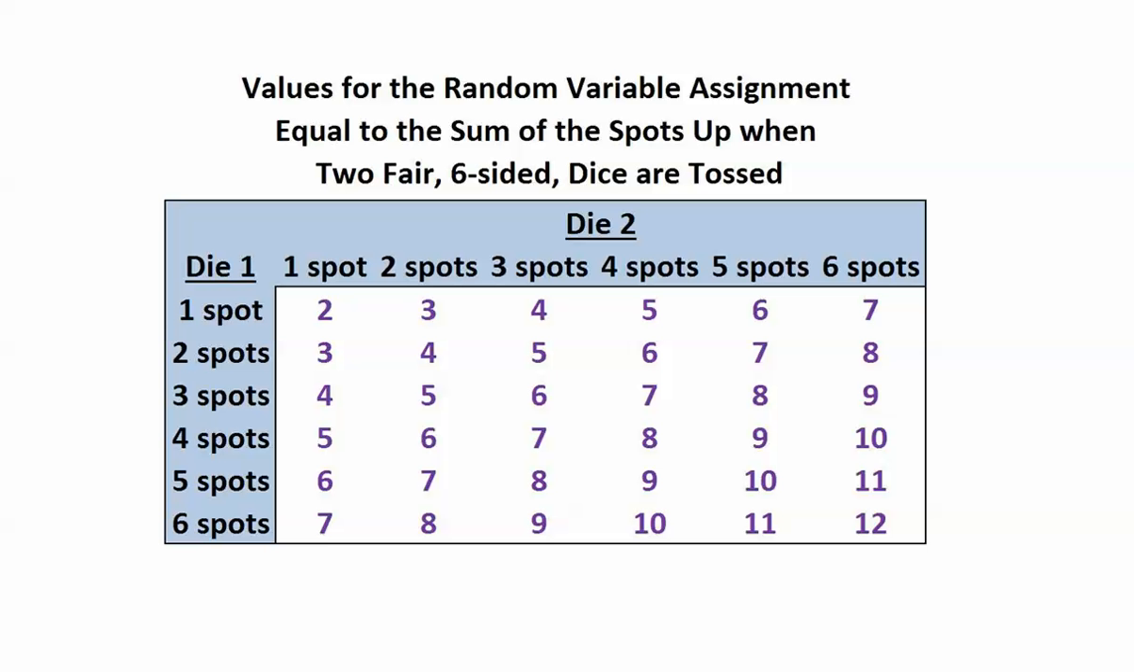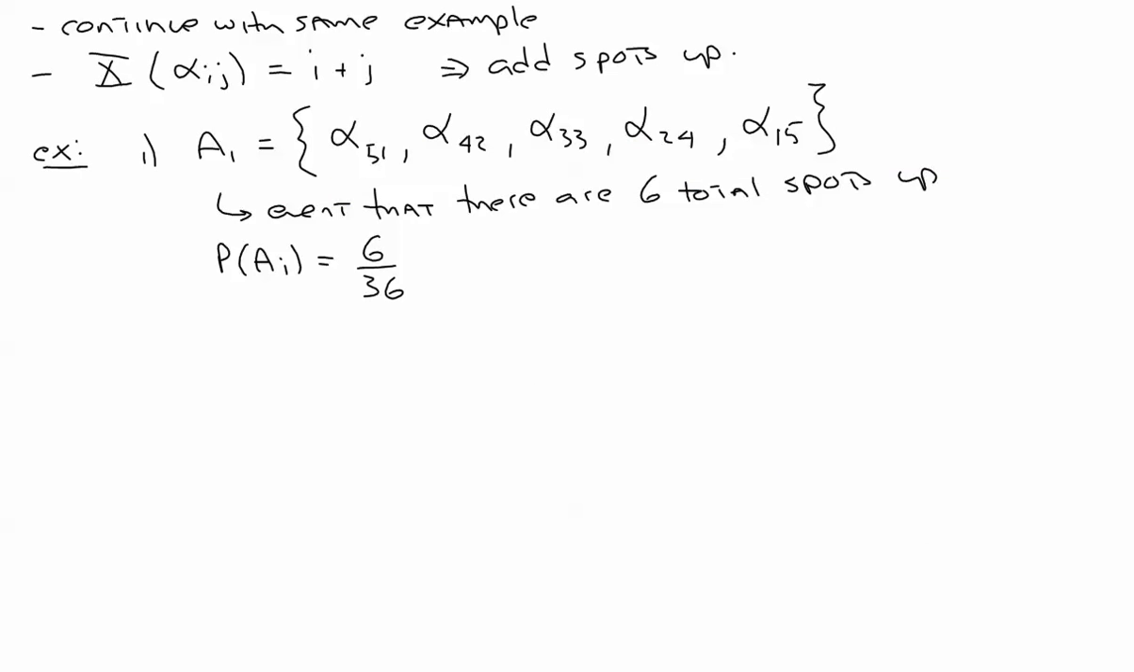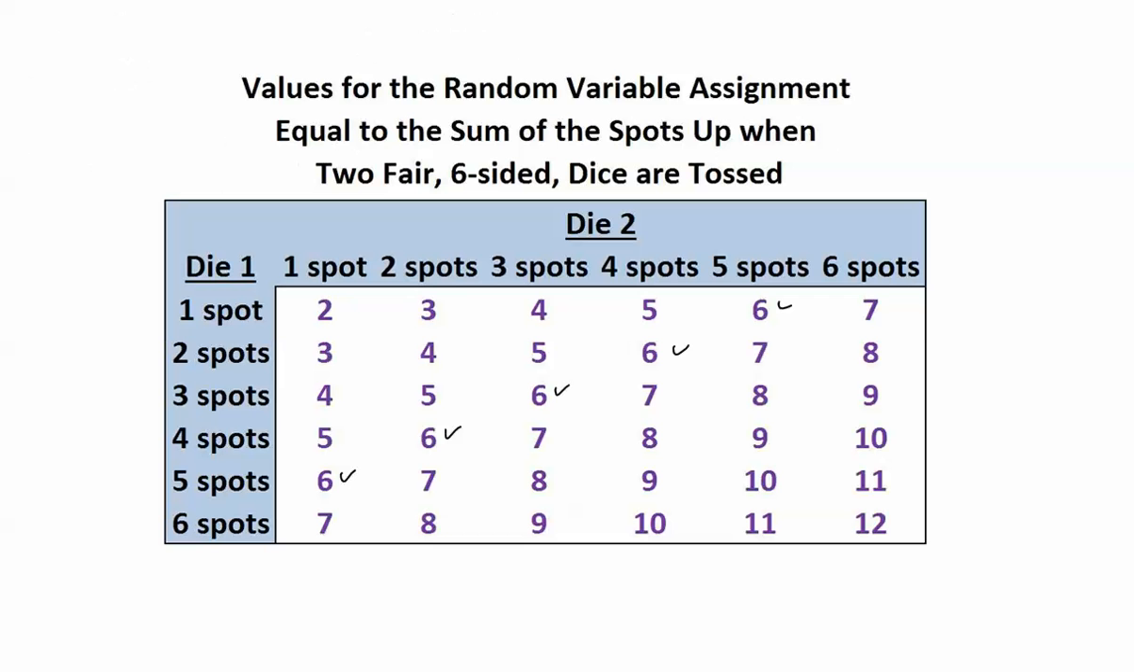All right. Going back to my random variable assignment table, there are 1, 2, 3, 4, 5. Oops, I made a mistake. This is 5/36. There are 5 possible ways of getting 6 total spots up when I toss 2 fair 6-sided dice. My apologies. Okay?